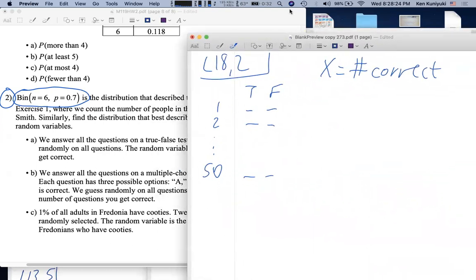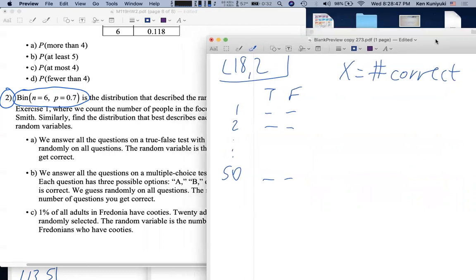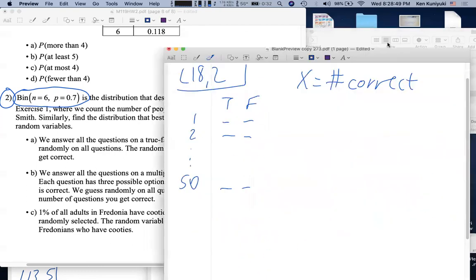So before I put your test through the Scantron, I'm assuming you randomly guessed. You may as well have flipped coins, heads for true, tails for false. You may as well flip the coin 50 times and fill this in. X is the number you're going to get correct after I put your test through the Scantron reader. But right now it's a random variable. We don't know how many you've gotten right yet.